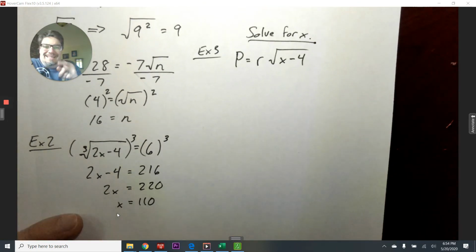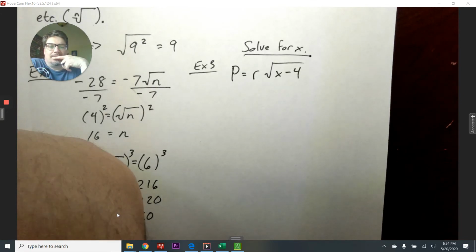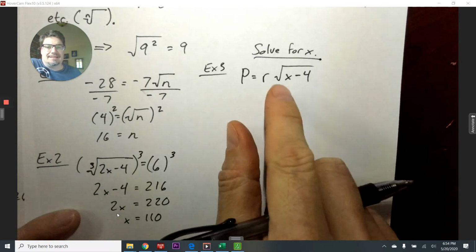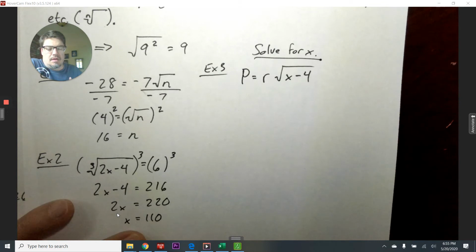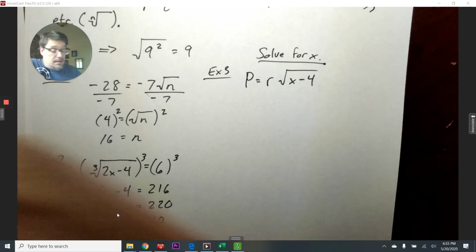Okay, now x is inside the square root, so I'm going to have to actually get rid of the r first, just like I did over here. I got rid of that -7. I need to get rid of this guy here. So he's not a number. Well, he is a number. He's a value. We just don't know what it is. And so we're going to actually have to symbolically take care of him.